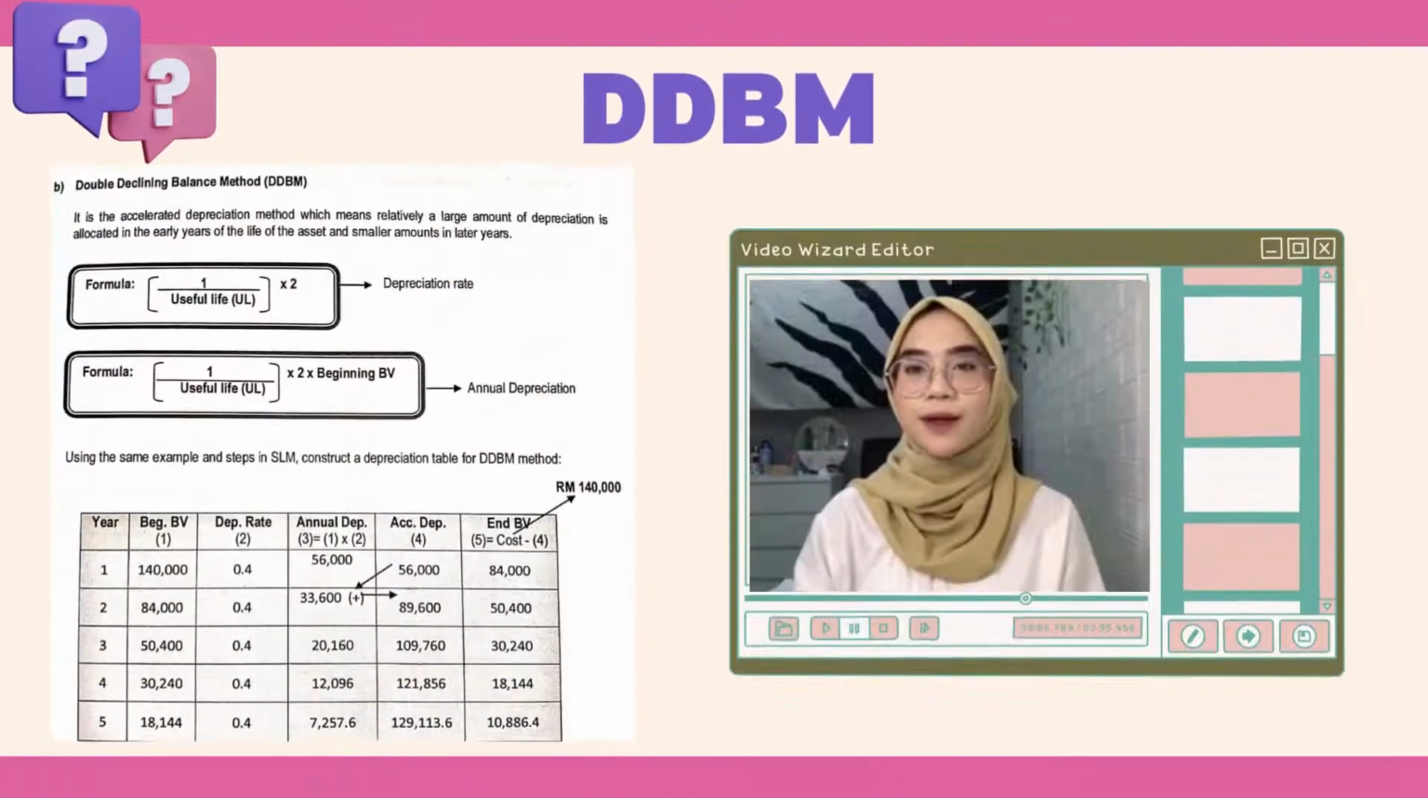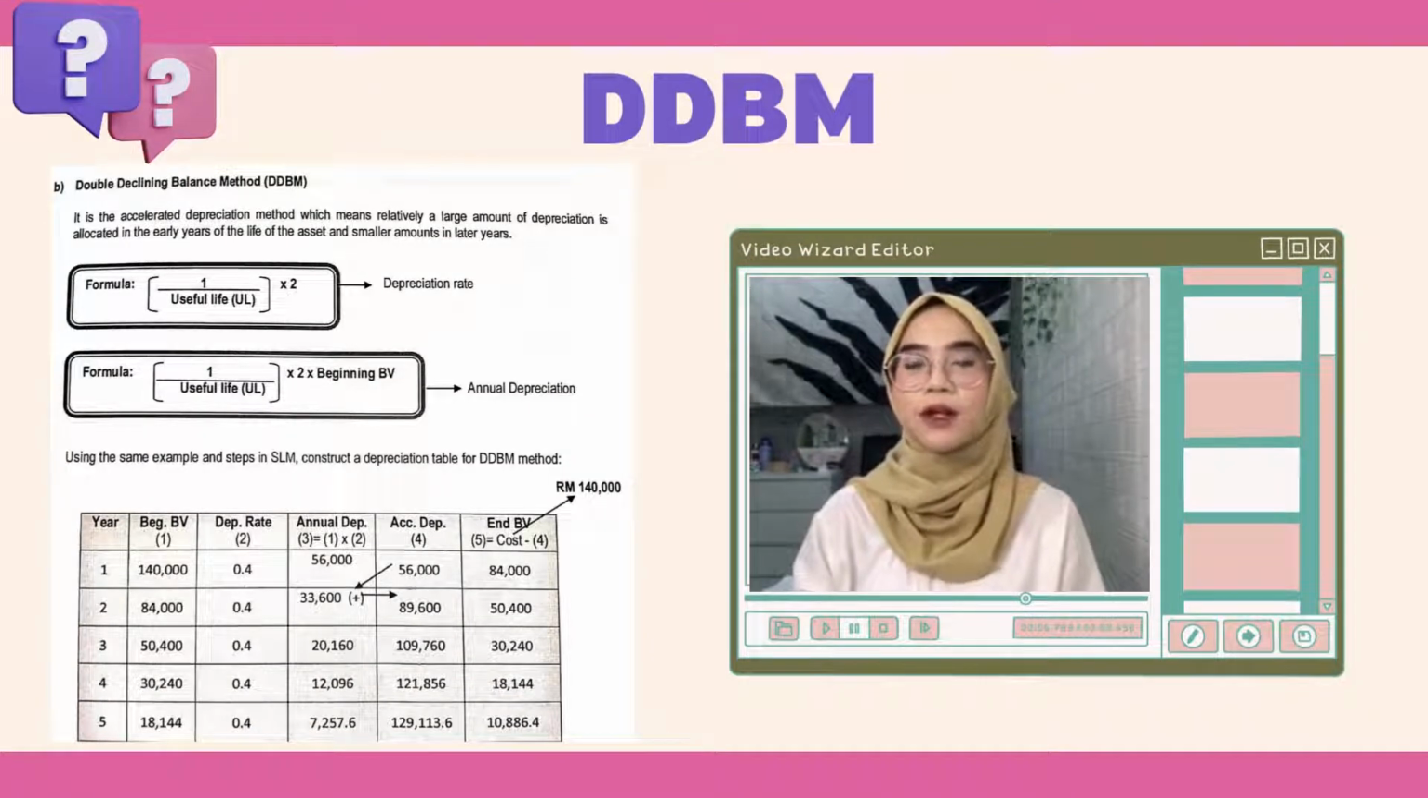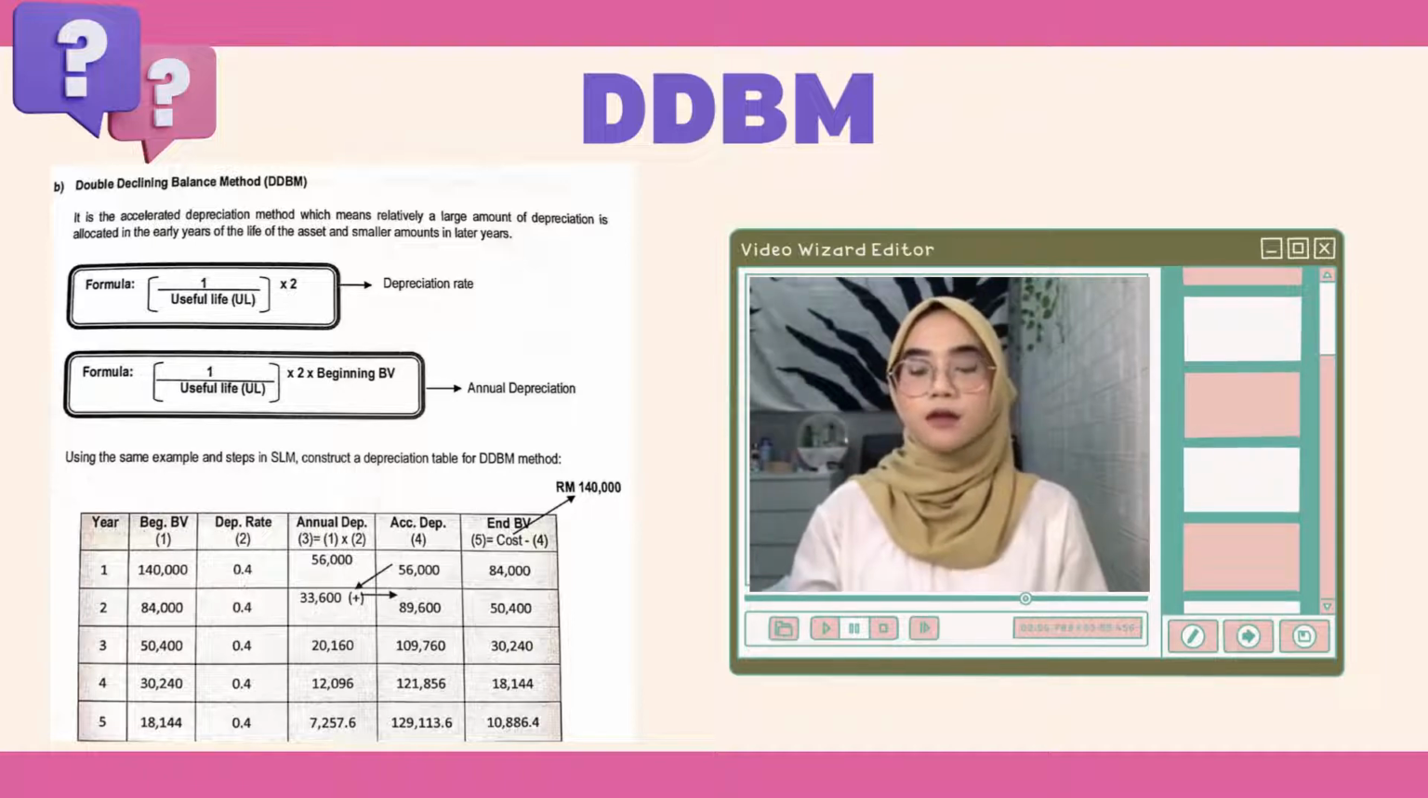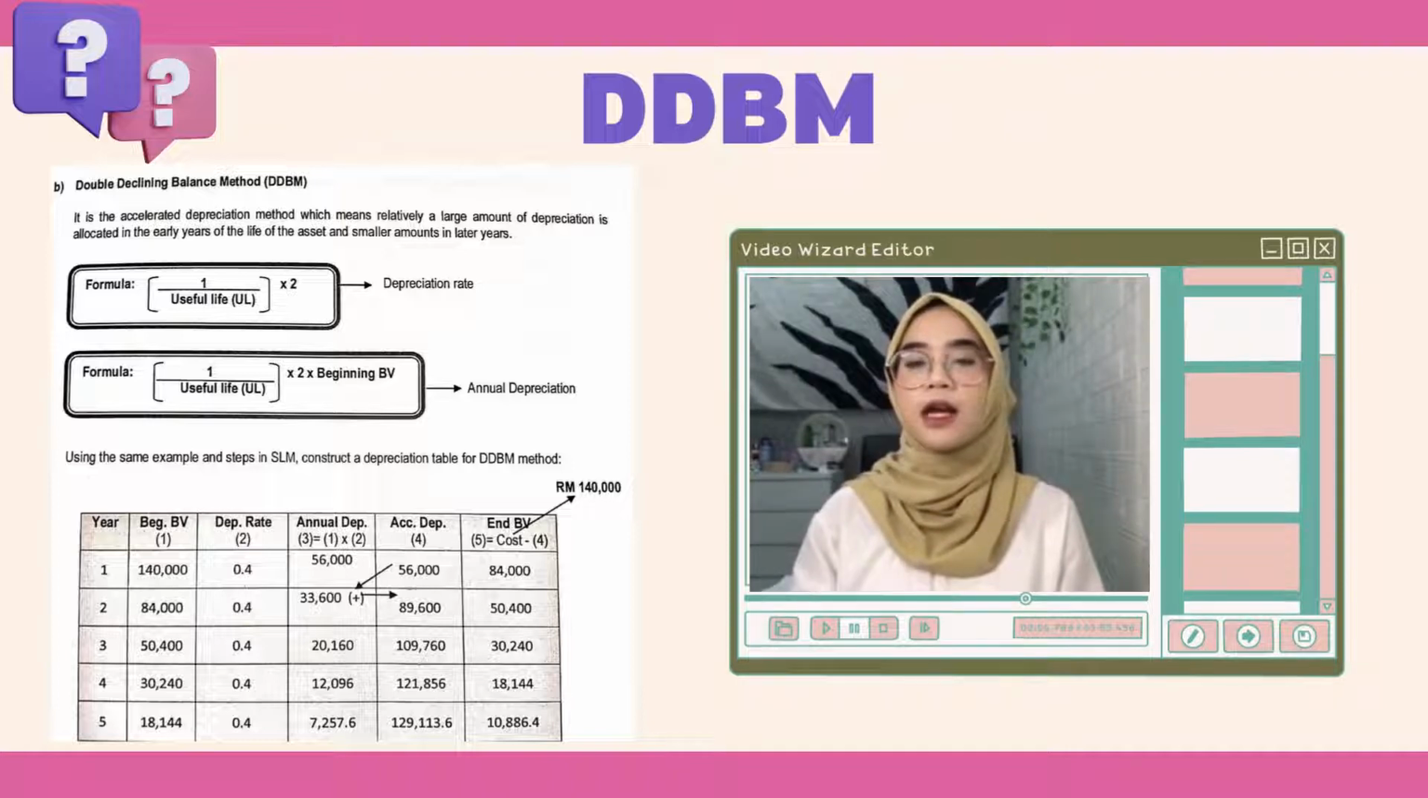Next, I will explain about the double declining balance method, or we call it DDBM. DDBM is an accelerated depreciation method, which means a relatively large amount of depreciation is allocated in the early years of the life of the asset and smaller amounts in later years. The formula for depreciation rate is 1 divided by useful life, multiplied by 2. Meanwhile, the formula for annual depreciation is 1 divided by useful life, multiplied by 2, and multiplied by the beginning book value.